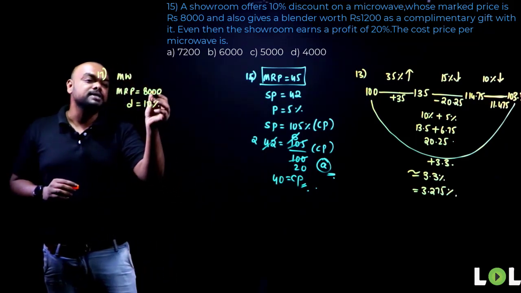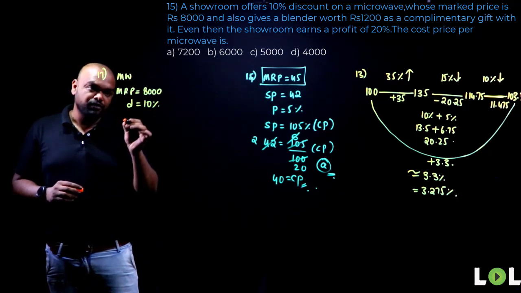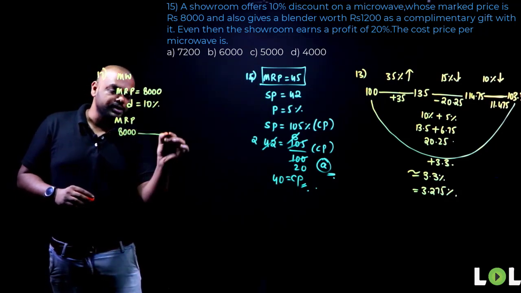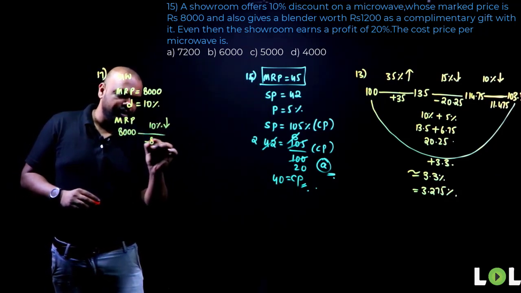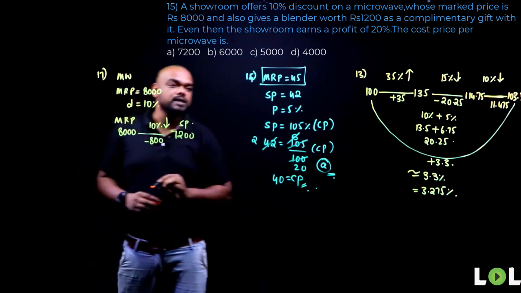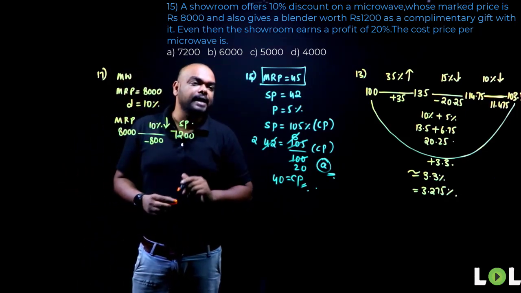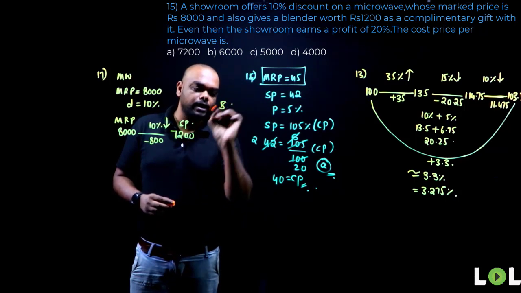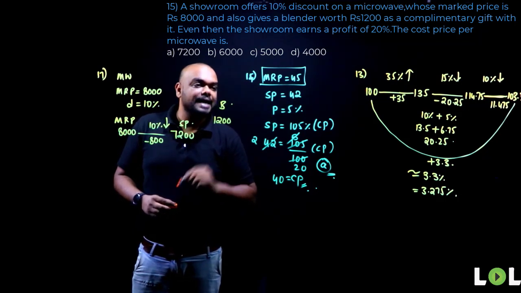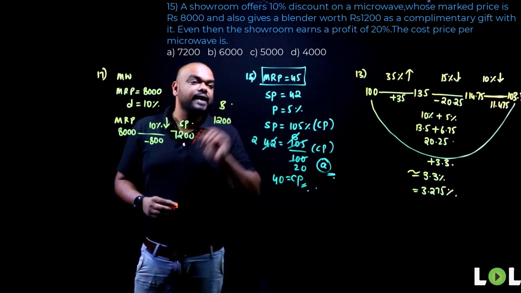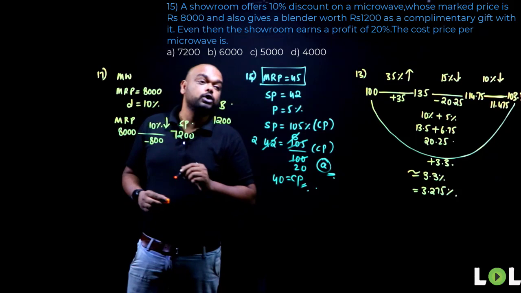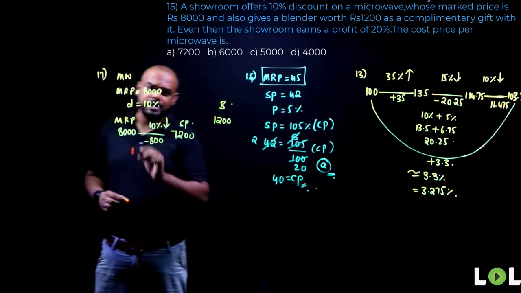What is 10% of this? 10% of 8,000 is 800. So they will sell it at 7,200. That is SP. What else did it tell? And it also gives a blender worth rupees 1,200 as a complimentary gift with it. Even then, the showroom earns a profit of 20%. The cost price of the microwave is, okay, slightly tricky.